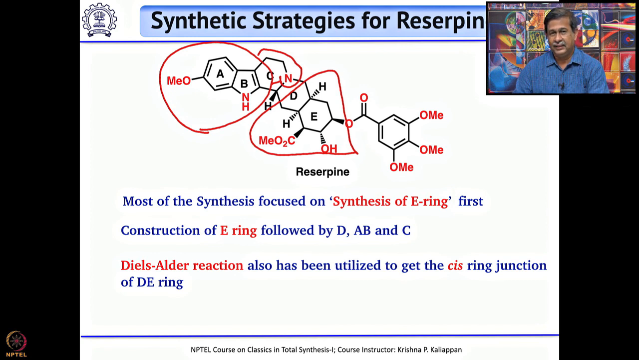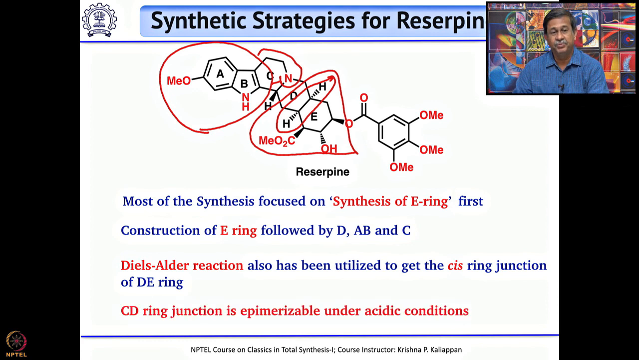And when you look at the D and E rings, the ring junction is cis, and the E ring is 6-membered, the D ring is 6-membered. So when you have a 6-membered ring attached to another 6-membered ring, and the ring junction is cis, one reaction one can think of is the Diels-Alder reaction. As you know, the Diels-Alder reaction will normally give cyclohexenes, and one can also properly plan and think about having a cis ring junction. So that is what many people did.